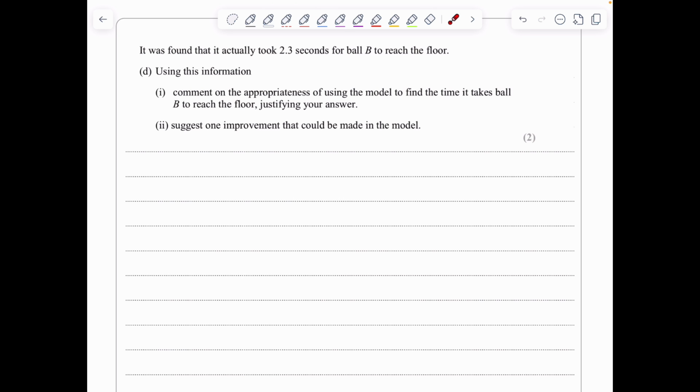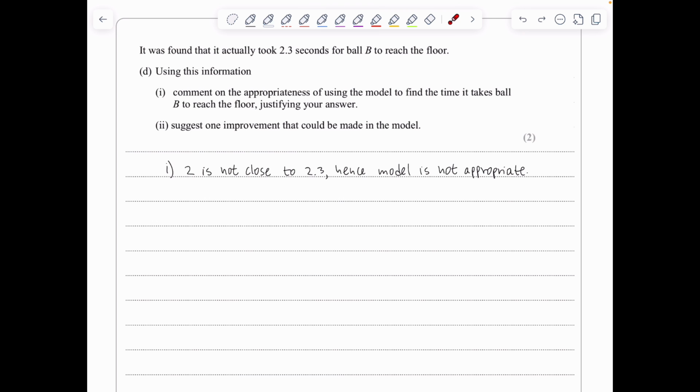Now we are told that it was found that it actually took 2.3 seconds for B to reach the floor, and I need to use this information to comment on the appropriateness of using the model to find the time it takes ball B to reach the floor, justifying the answer, and then suggest one improvement that could be made in the model. Now remember that in part C we found a time of 2 seconds, so the first thing I need to say is that 2 is not close to 2.3, hence the model is not appropriate.